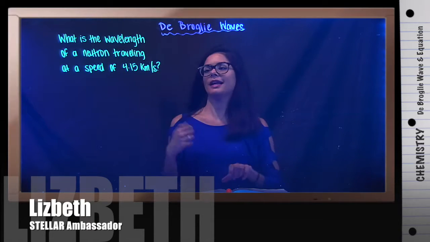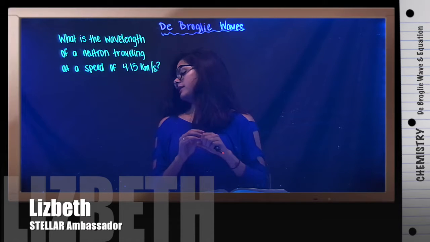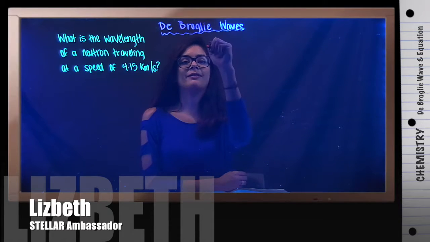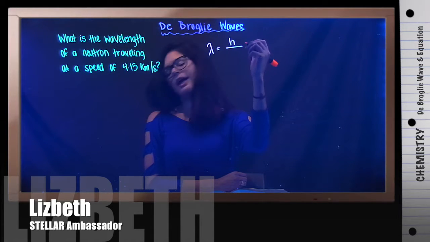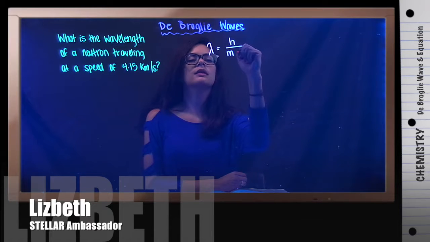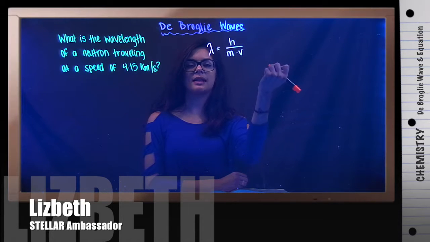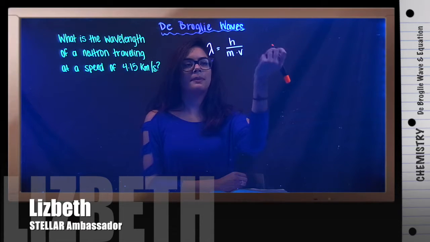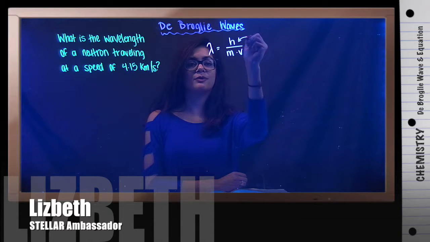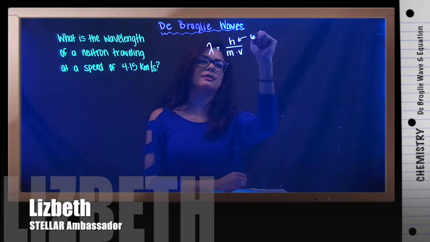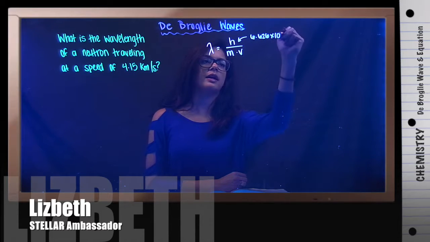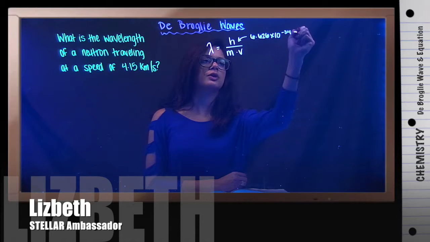So I'm going to go ahead and write that on the board for you. De Broglie's equation is that wavelength, or lambda, is equal to Planck's constant, h, over m, which is the mass, times v, which is the velocity. Planck's constant is a constant that we used before in one of our other equations. So this is actually going to be 6.626 times 10 to the negative 34 joules times seconds.